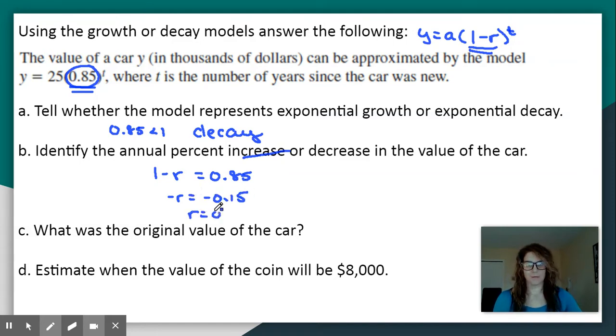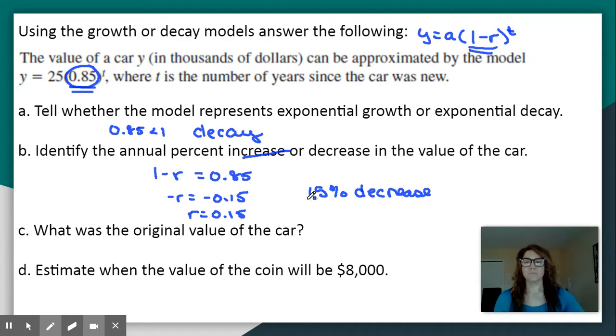Divide it. R is 0.15. So this is a 15% decrease. Make sure you answer the question. Don't leave it as 0.15. Don't leave it as R equals. You're going to tell me what it is. It is a 15% decrease in value.